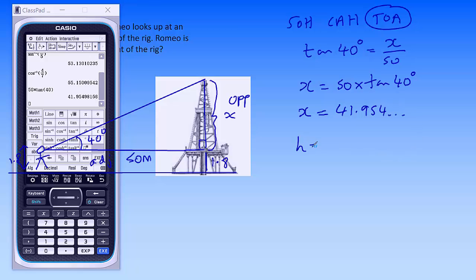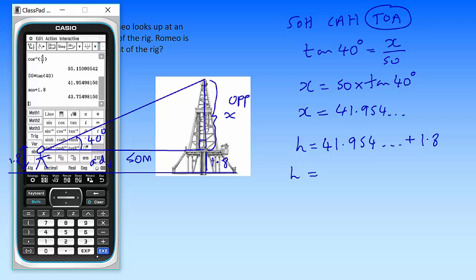And then the height is going to be that 41.954 and so on, add Romeo's height. So if we just add 1.8, that's going to be 43.75, correct to 2 decimal places.